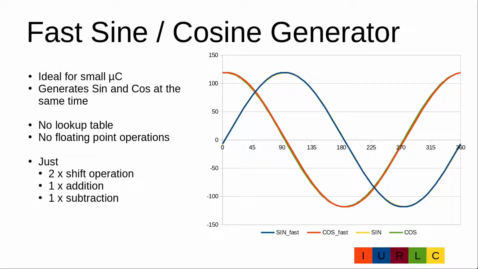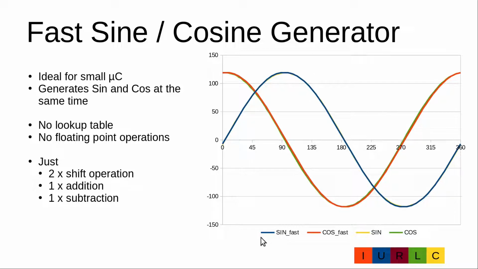As I said in the introduction, today I will show you a very efficient sine-cosine generator algorithm. It is ideal for small microcontrollers and generates sine and cosine at the same time. It needs no lookup table and no floating point operation. To calculate the next pair of sine-cosine values, only two shift operations and an addition and subtraction are necessary.